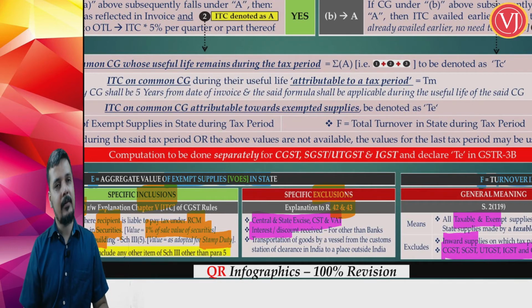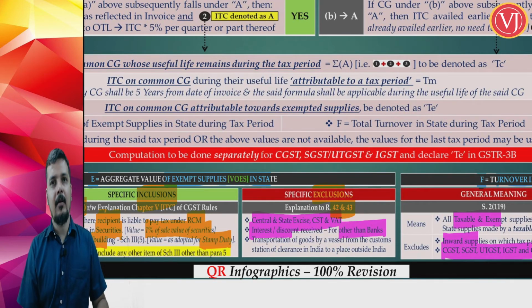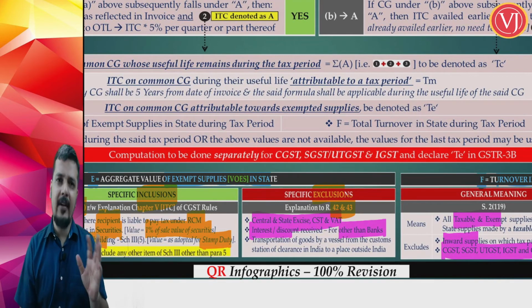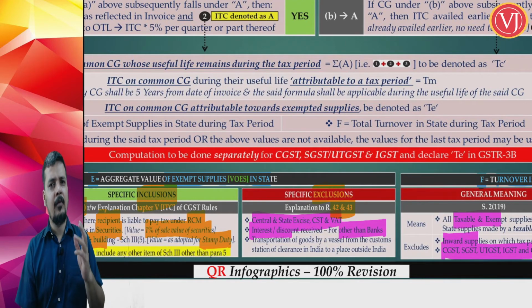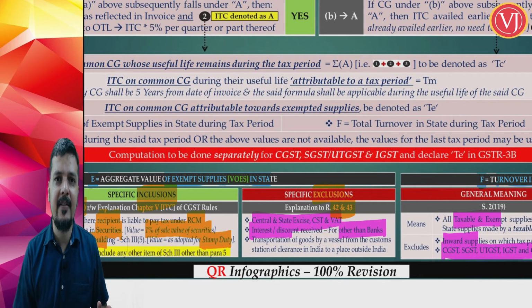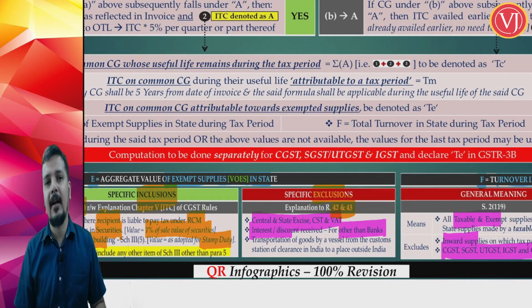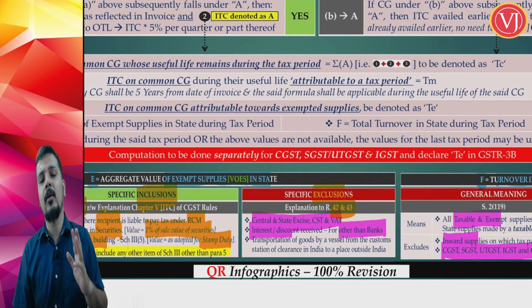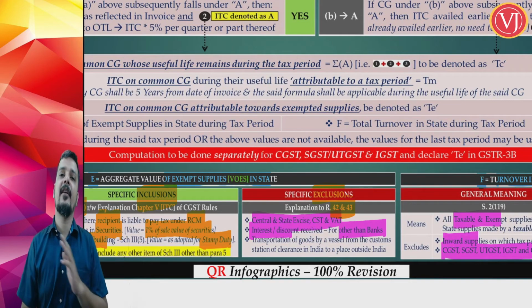Interest and discount, other than for banks. For banks, interest and discount is technically exempt, and even for the purpose of 42, 43 it is treated as exempt so that reversal can be done for banks. But for others, though interest income on loans and deposits is technically exempt, it will not be taken as exempt supplies. Why?